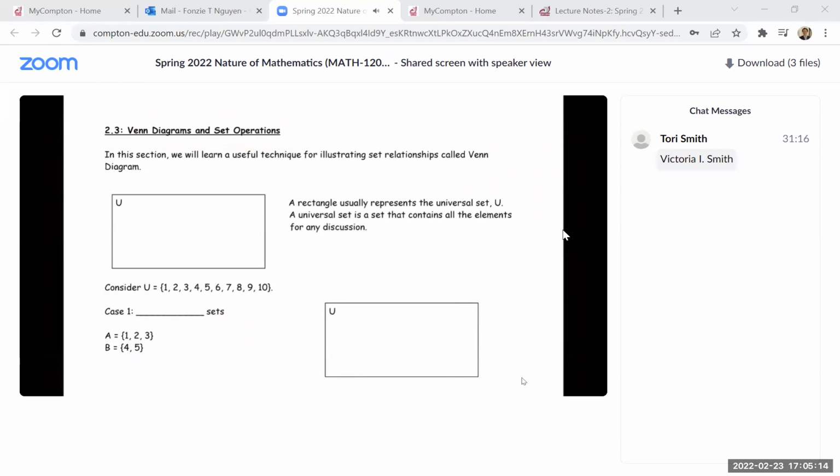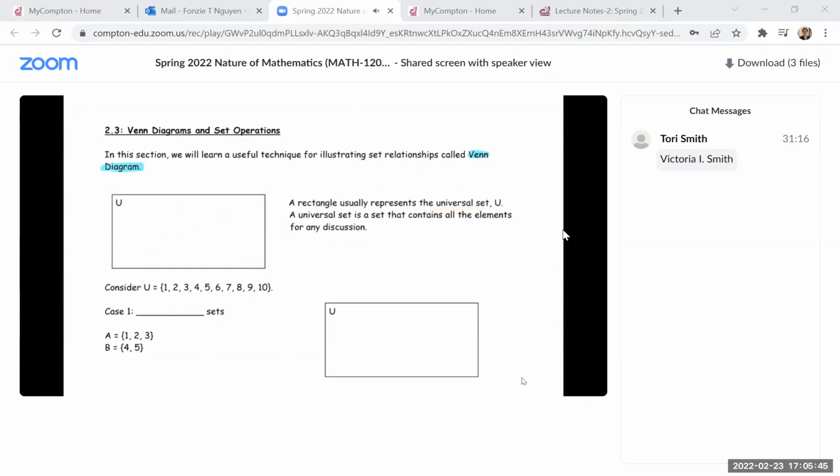All right, so this one says Venn diagrams and set operations. So in this section, we will learn a useful technique for illustrating set relationships called Venn diagrams. Has anyone heard of a Venn diagram? Yeah, it's like when you have a rectangle and then you have circles, and the circles represent the sets. So you'll see a rectangle usually represents what's called the universal set. So this is a universal set.